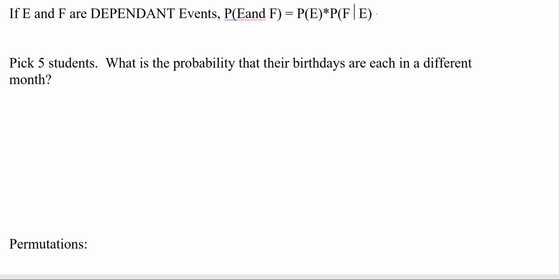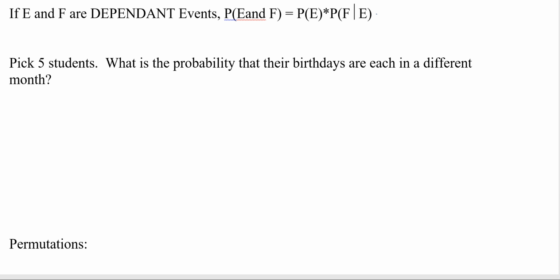So if E and F are dependent events, the probability of E and F is equal to the probability of E times the probability of F given E occurred. So this is the probability of F given that E already occurred.